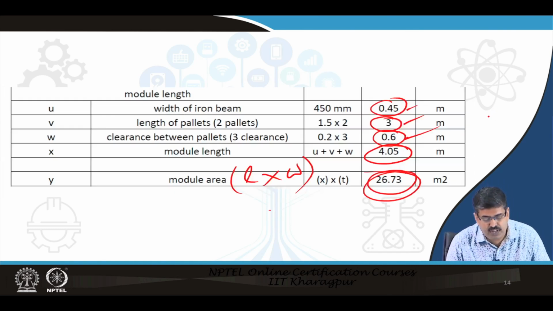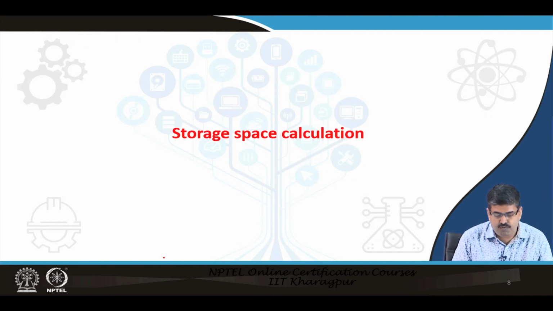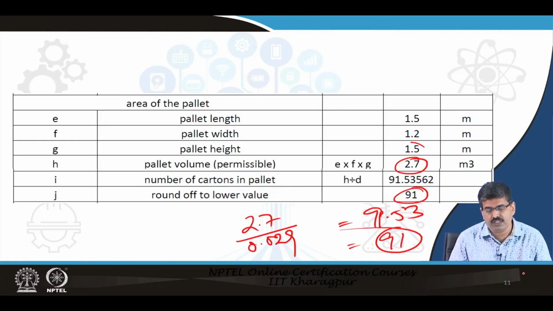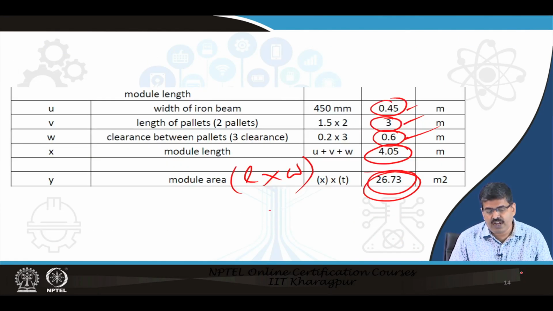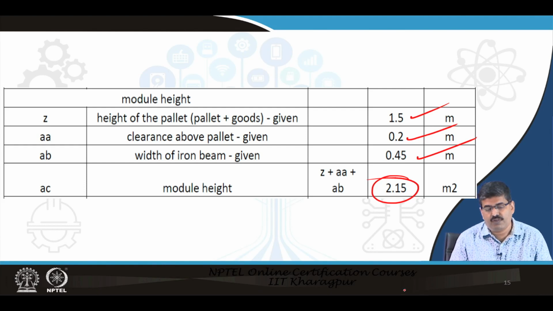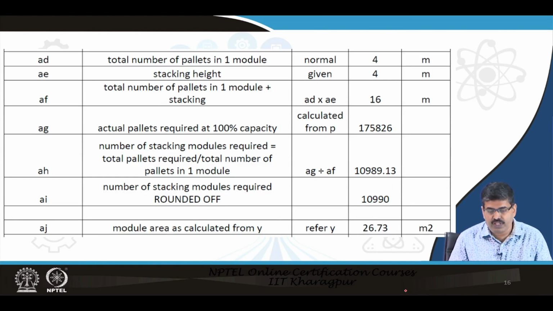Again we have the formula here. We have the height of the module formula: height of iron beam, height of empty pallet, height of goods, clearance of a pallet, 4 dimensions. Height of iron beam, height of pallets, clearance, width of iron beam, all are given. So, module height is 2.15. Okay. So, we have got everything now.